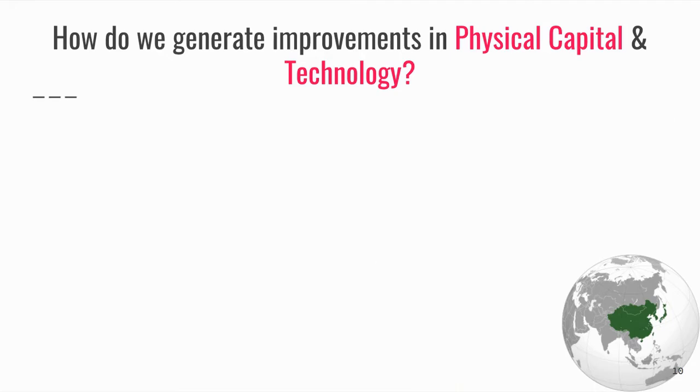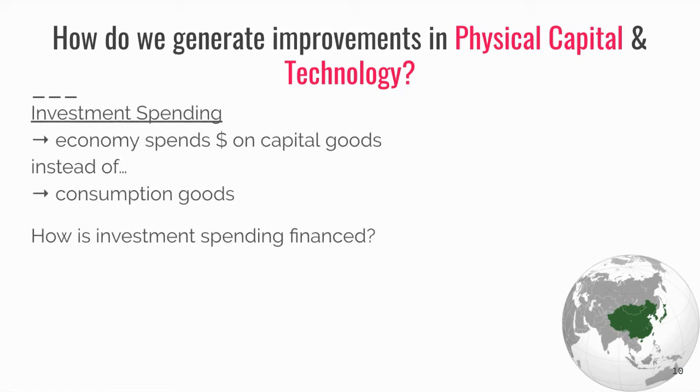Let me bring this back to our topic. If we want improvements in physical capital, this first source of growth, and technology, the third source of growth, our economy must have investment spending. So this means we spend money on capital goods like machinery, technology, and education instead of consumption goods like Supreme clothing and Timberland boots. And how is investment financed?